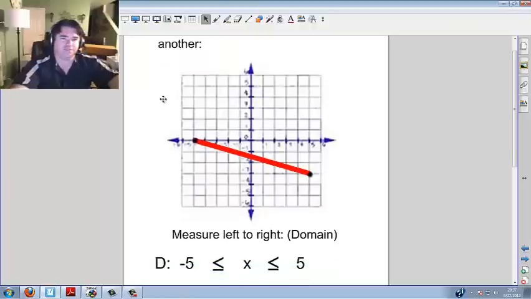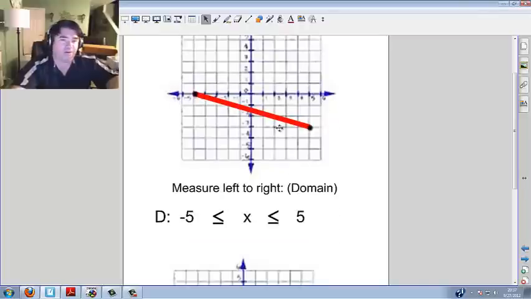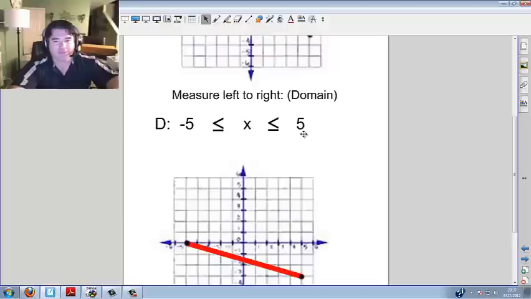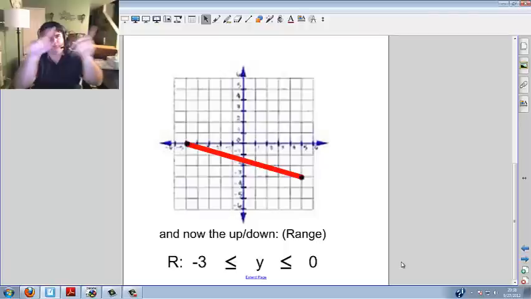Here is another. If you take a look, we're going to measure from left to right. Now it's kind of blurry, I admit, but 1, 2, 3, 4, 5 to the left, 1, 2, 3, 4, 5 to the right. So think goalposts, -5, +5, x in the middle, less than or equal to. The y value looks like it's going from 0 down to -3. So okay, the range in this case would be -3 and 0, y in the middle, less than or equal to.